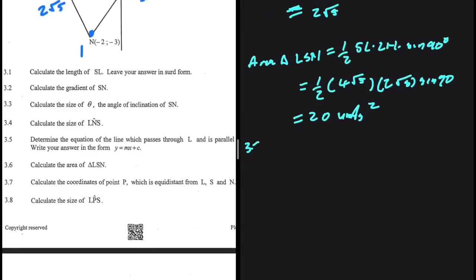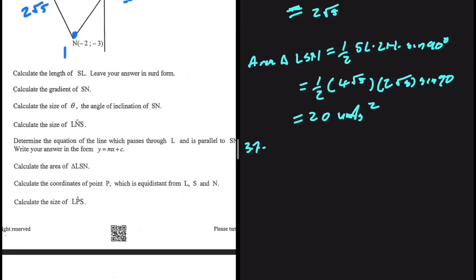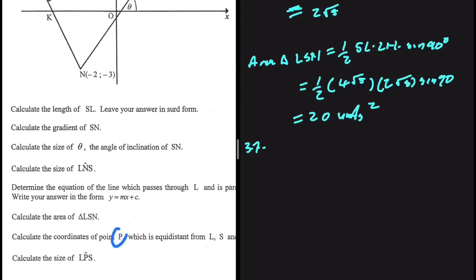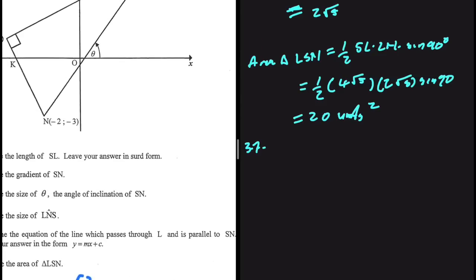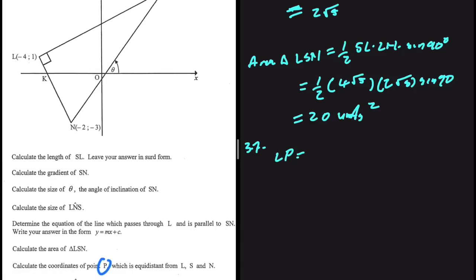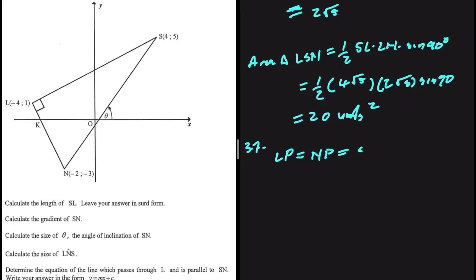And then 3.7, calculate the coordinates of P, which is equidistant from L, S, and N. I must say, I spent more time on this question than any other, because it is not a concept that is usually examined. So we want to find the coordinates of P, which is equidistant from L, S, and N. What does that mean? That means that LP should be equal to NP, and equal to SP.